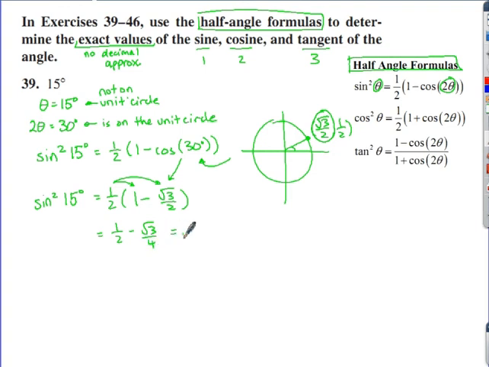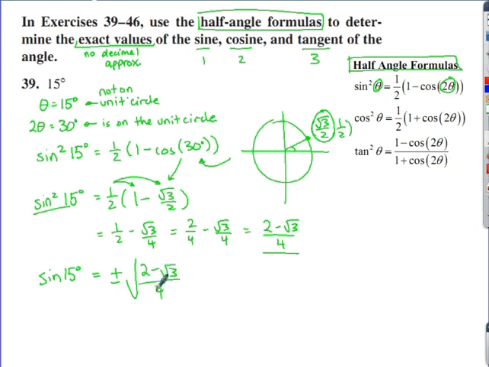Then we can simplify that again by adding the fractions together: 2/4 minus √3/4 gives us (2 minus √3)/4. That equals sine squared 15. But we don't want sine squared, we want sine 15 itself, so let's take the square roots of both sides. That gives us sine 15 equals plus or minus the square root of (2 minus √3)/4.